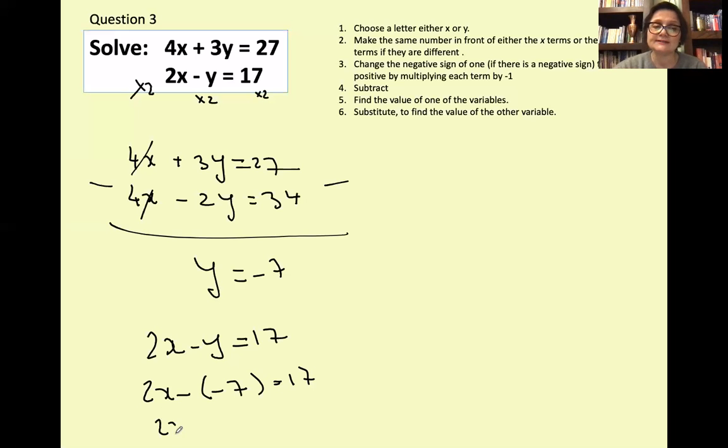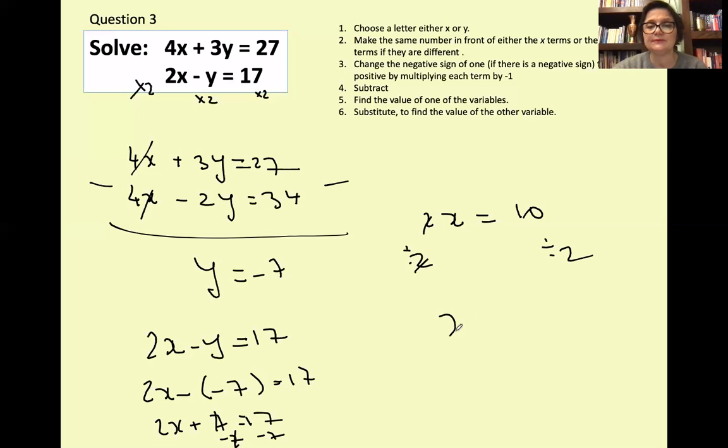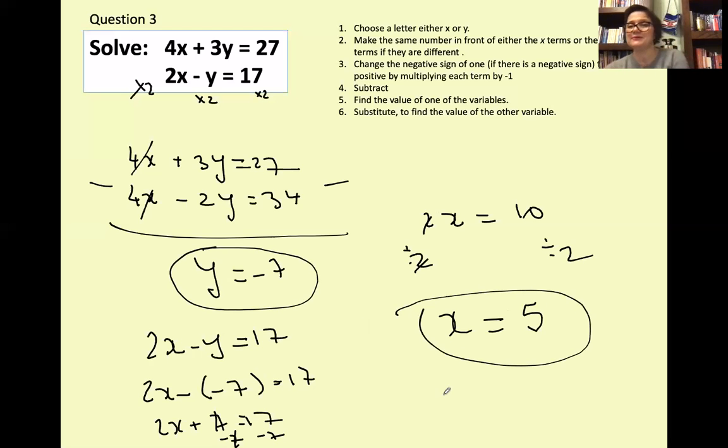So 2x now minus 7 becomes plus 7 equals 17, right? Take away 7 on both sides. So 2x equals 10, right? And so divide by 2 both sides, divide by 2, divide by 2. X itself is going to be 10 divided by 2, 5. So we found the y here and we have the x here. This is the solution of this pair of simultaneous equations.